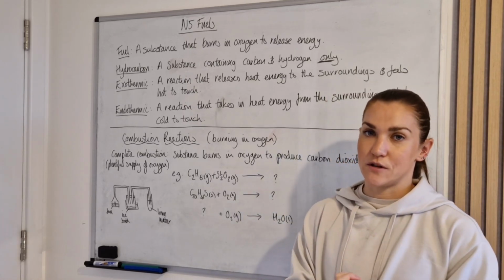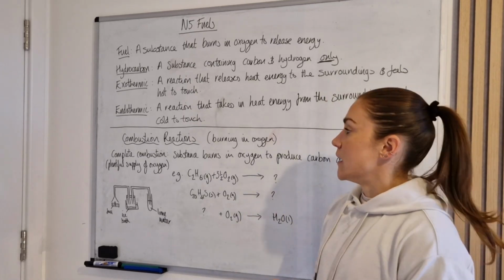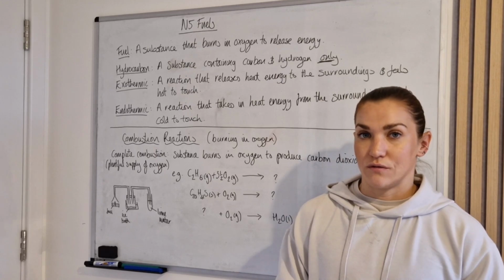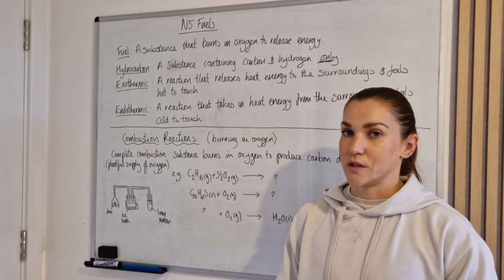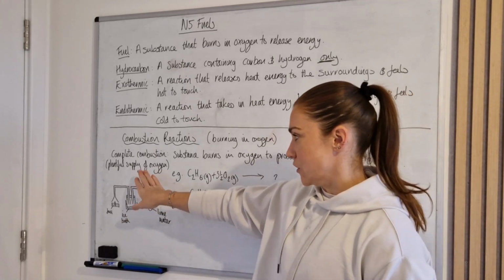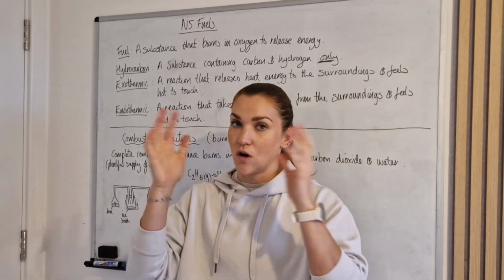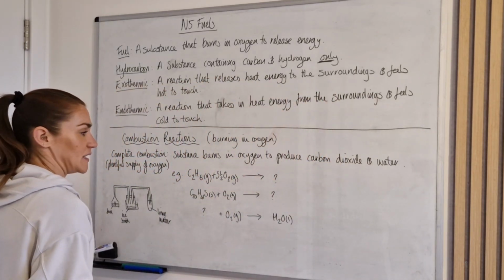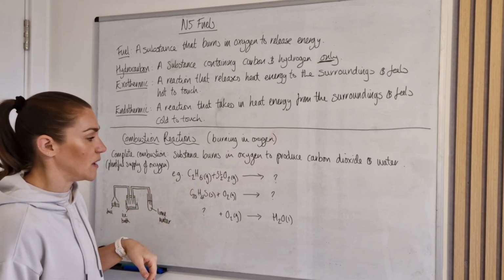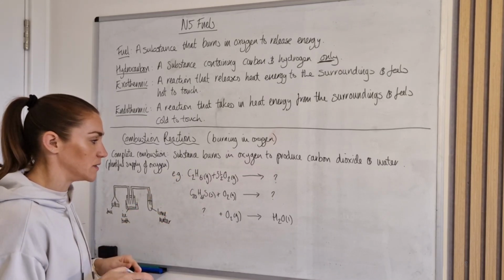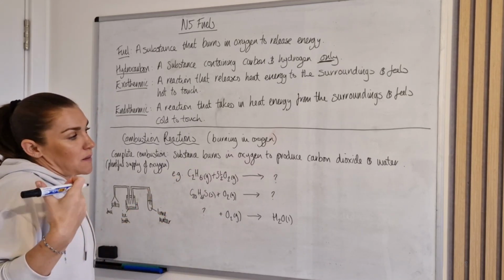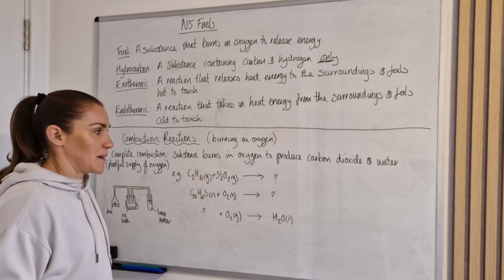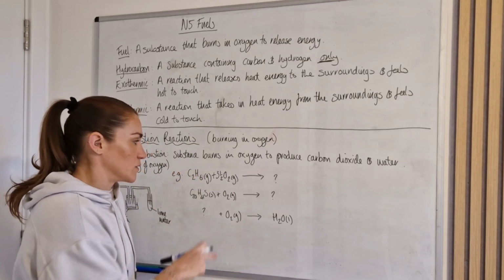You want to see carbon dioxide and water, and oxygen as the reactant. So carbon dioxide and water are the products, oxygen is the reactant. And that's for if it's complete combustion, where you've got a lot of oxygen present. Like I said, if you have some other elements present, you can sometimes produce other things.